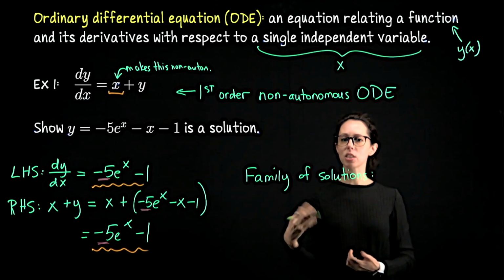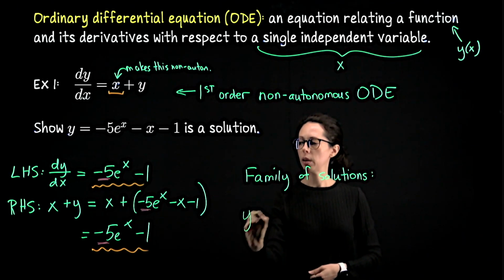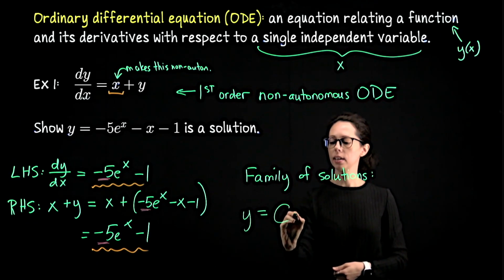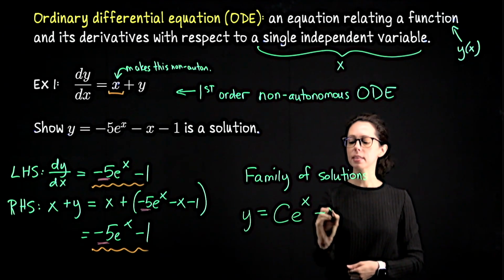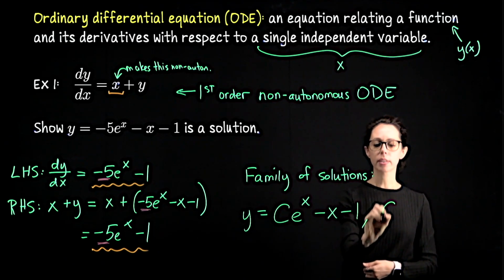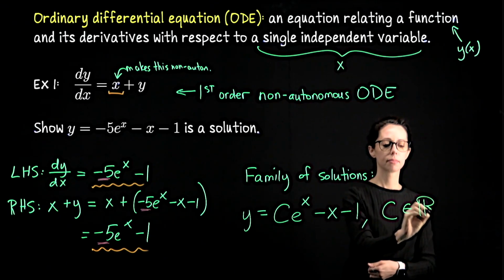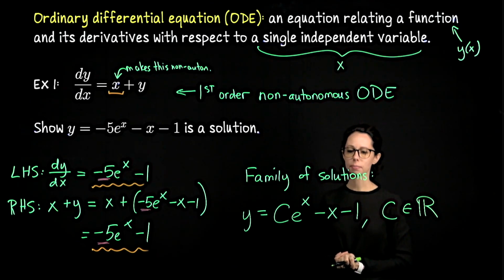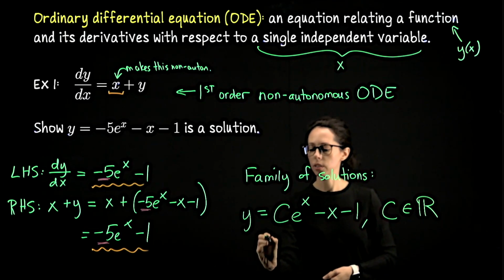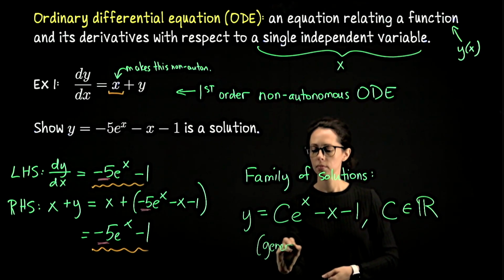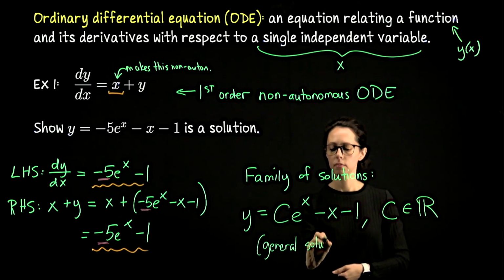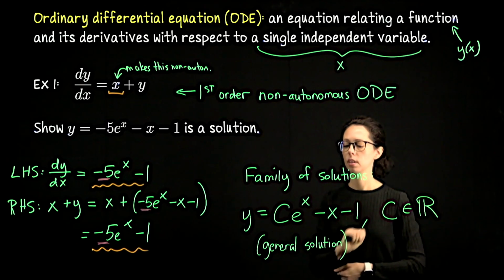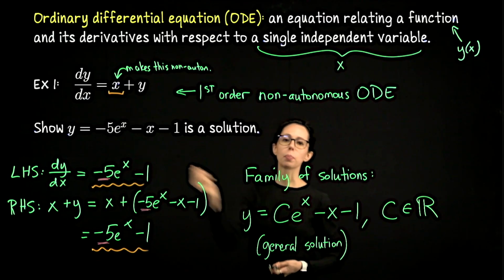what you might think of as the general solution is going to be y equals c e to the x minus 1, where c is a number. So c is some constant. This is called the general solution, of which this was one particular example.